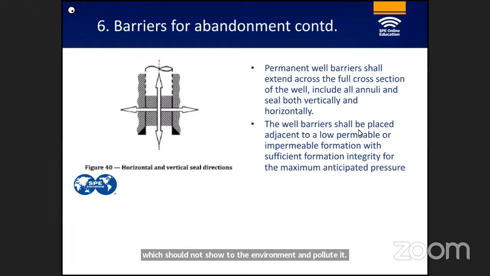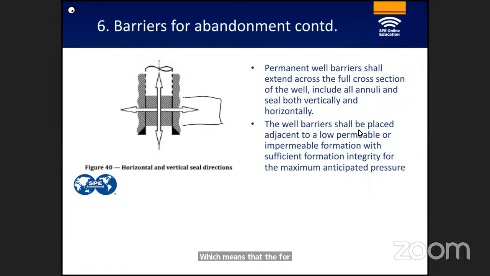How do we place the barrier? The barrier has to extend horizontally and vertically. Both are being specified. The length of the barrier is usually 50 meters or 150 feet, and the extent has to be within a competent formation, or as we call it, rock to rock isolation, which means that the formation here has to be competent. Could be a cap rock or a low permeable rock.